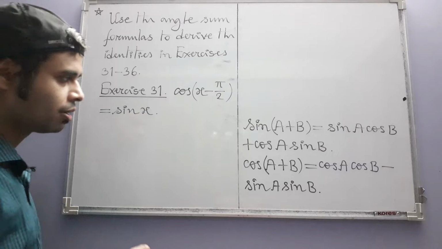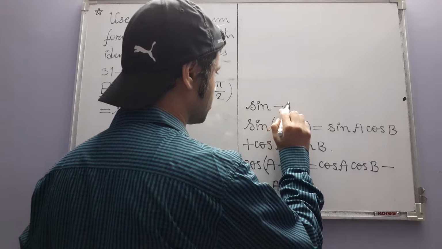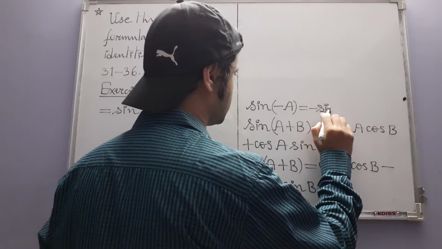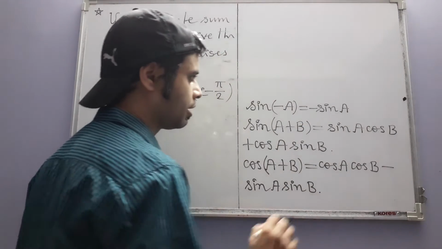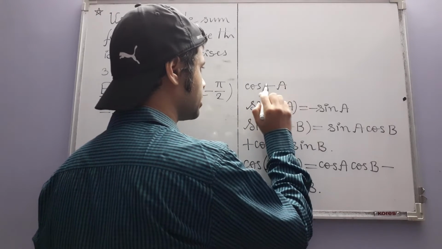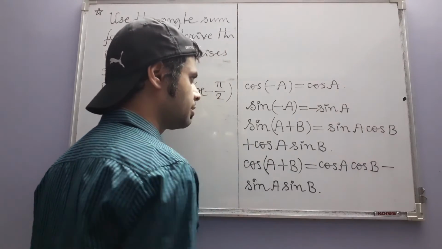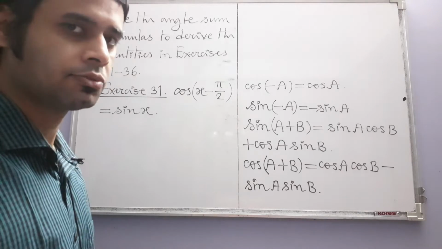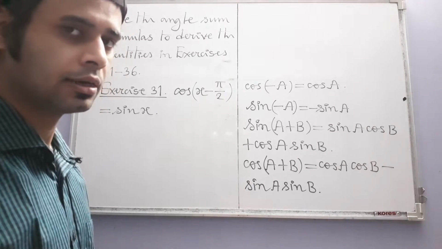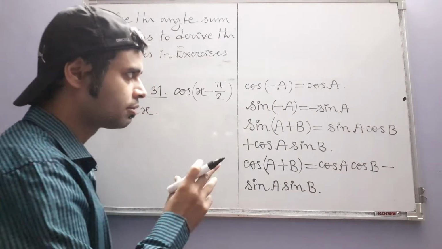And additionally, we also know these things. Sine of minus a is minus sine of a, and let me write it here. Cosine of minus a is simply cosine of a. So cosine of a is the same as cosine of minus a. The sign of a, positive or negative, does not have any effect on the cosine value of it.